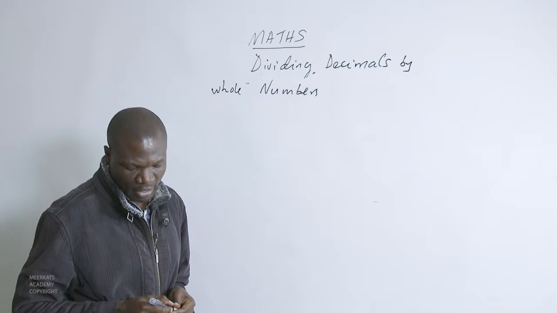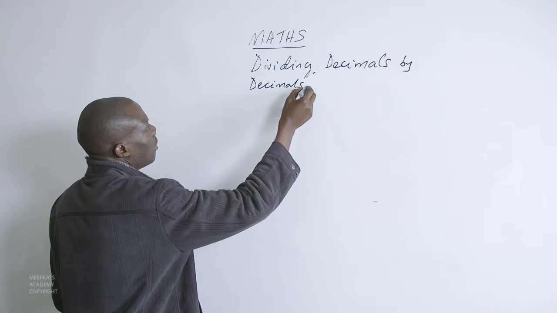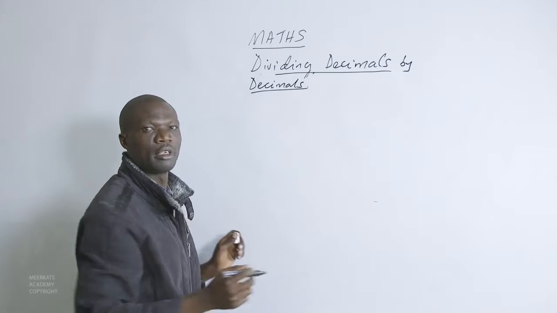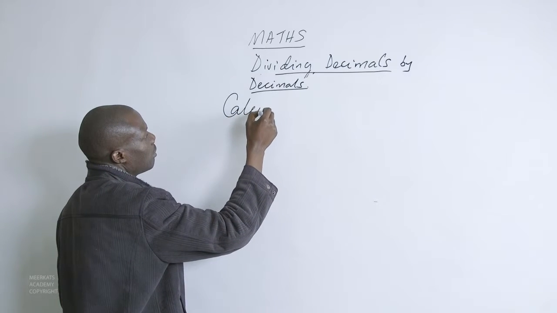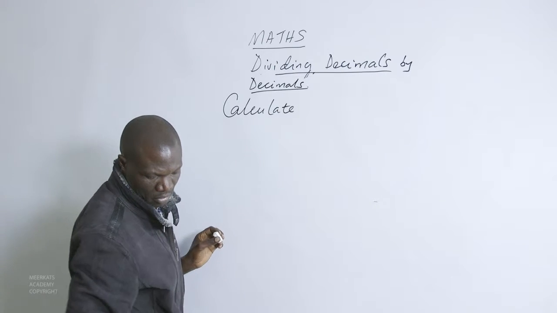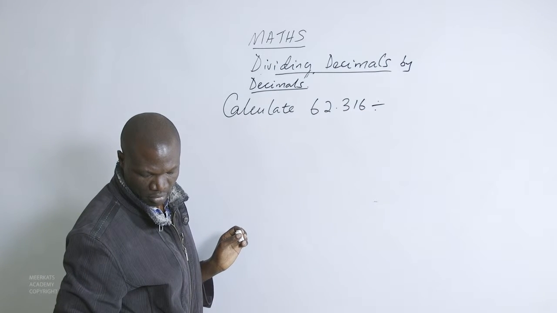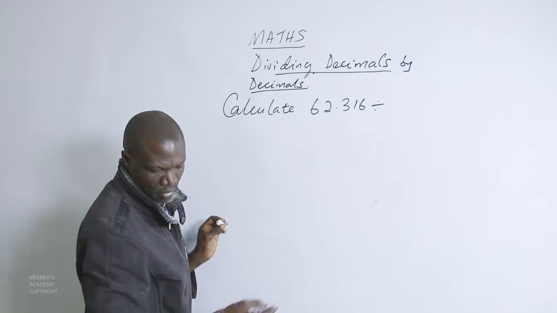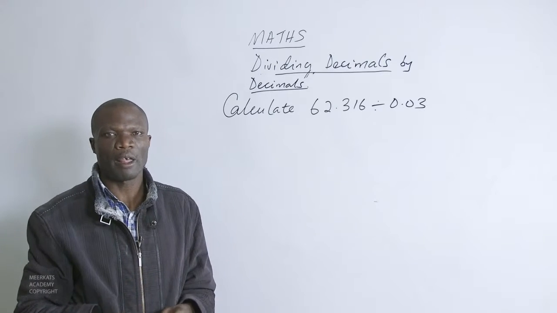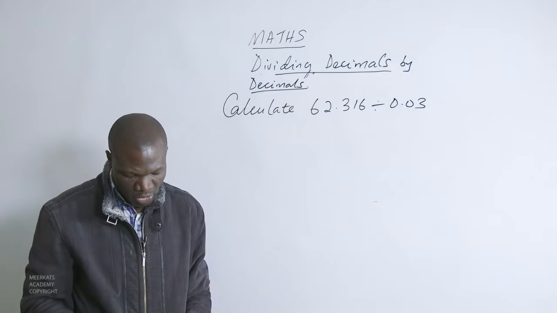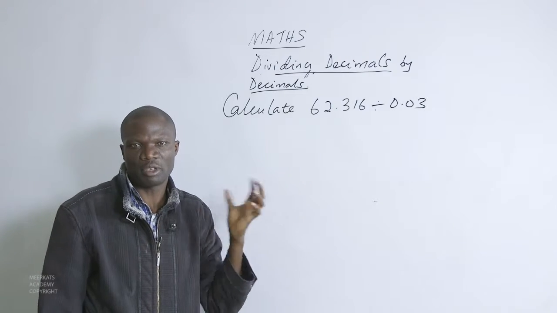Now, let us look at dividing decimals by decimals. Calculate 62.316 divided by 0.03.